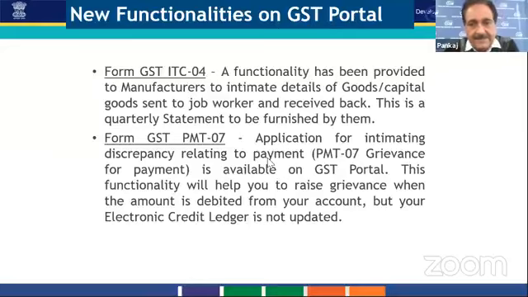And if the taxpayer has paid an amount, but the payment is not being reflected in their cash ledger, then there is a certain functionality. It is called form GST PMT 07. So it is for intimating discrepancy related to payment. It is available on the GST portal.